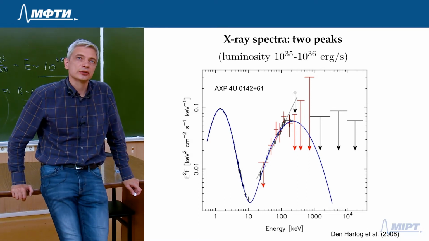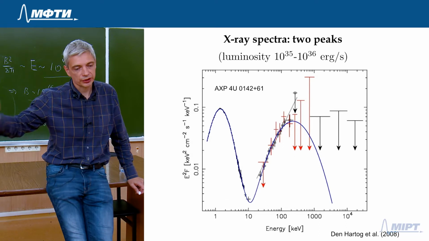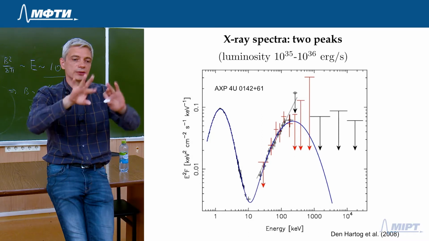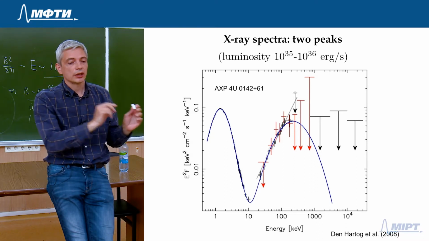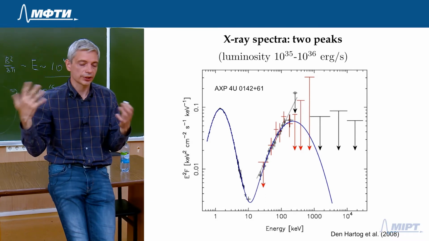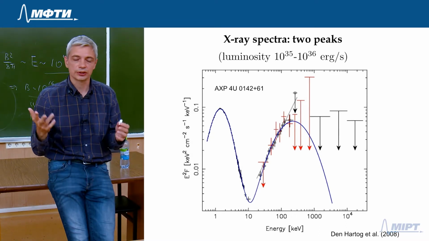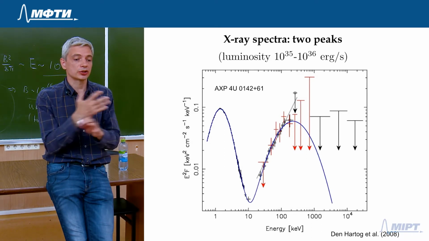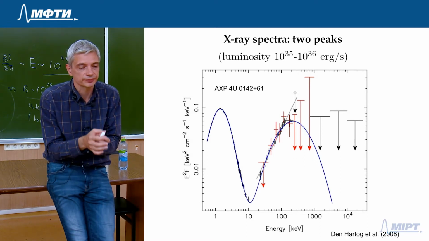By the way, the initial classification, the difference between soft gamma repeaters and anomalous X-ray pulsars, is now completely blurred. There is no real difference. Before, soft gamma repeaters burst, and anomalous X-ray pulsars just produced persistent luminosity with high luminosity, similar period, but no bursting. Now, for many years, like 15 years, we know that anomalous X-ray pulsars also burst. So actually, there is no real difference between SGRs and AXPs. It's the same class, magnetars.